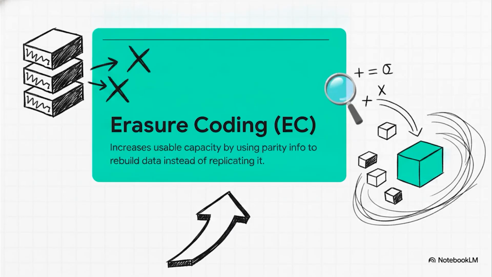Okay, let's make sure we're all starting on the exact same page with a foundational definition. Erasure coding, or EC, is a data resiliency feature that fundamentally shifts how your cluster protects information. Instead of taking a block of data and making identical, heavy clone copies of it to spread around your nodes, EC uses mathematical parity information to rebuild that data if a disk or node fails. It's just a more elegant, mathematically driven approach to protection that massively increases your usable cluster capacity.